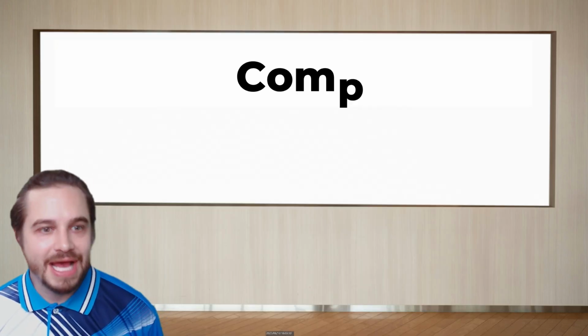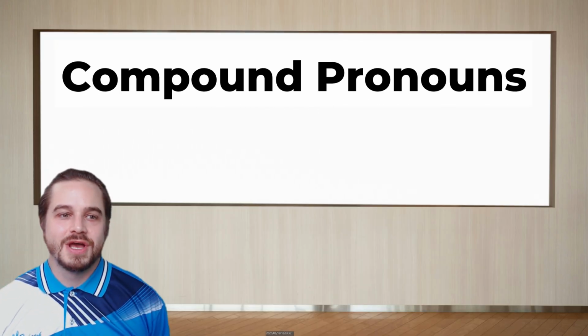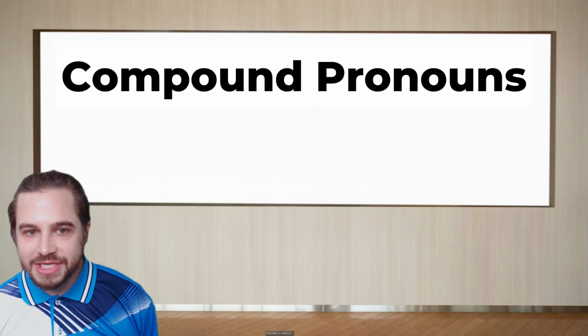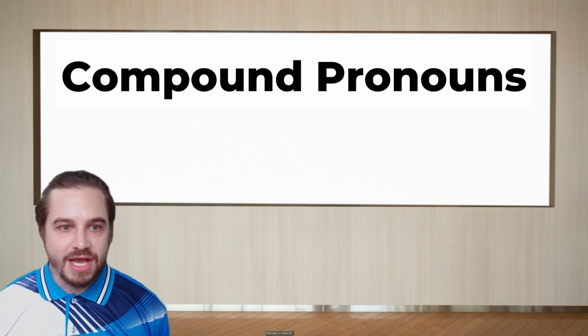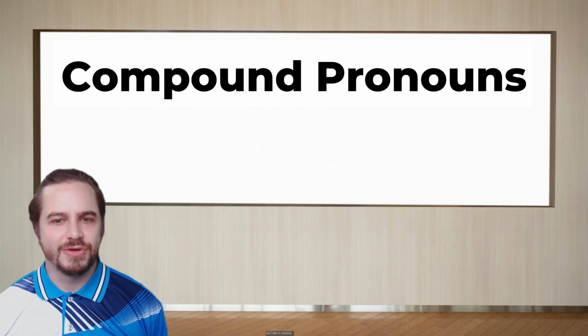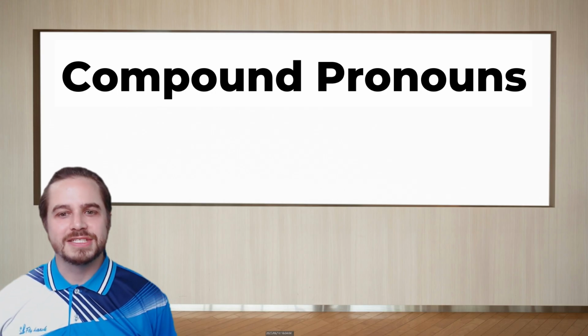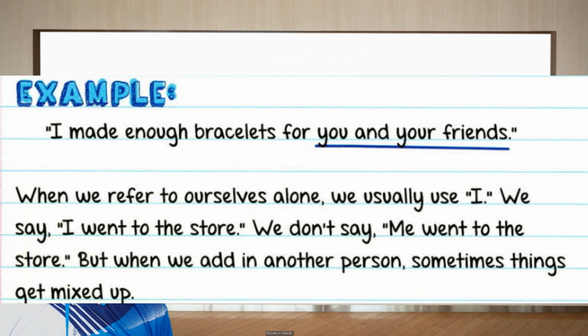Next, we have compound pronouns. A compound pronoun is a combination of pronouns used as either the subject or the object in the sentence. I know that can be a bit confusing, so let's look at some examples. I made enough bracelets for you and your friends.